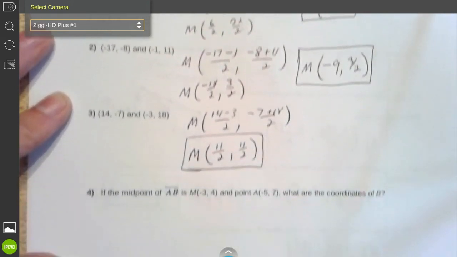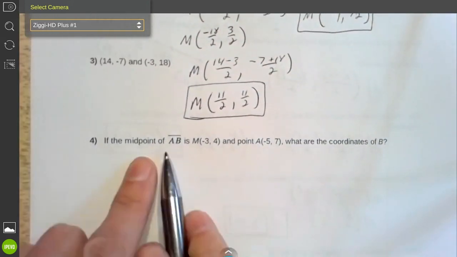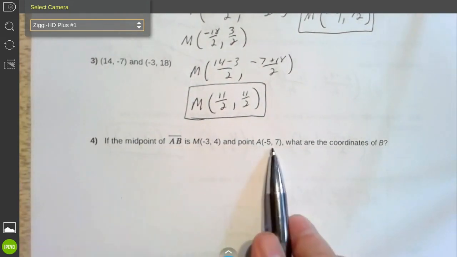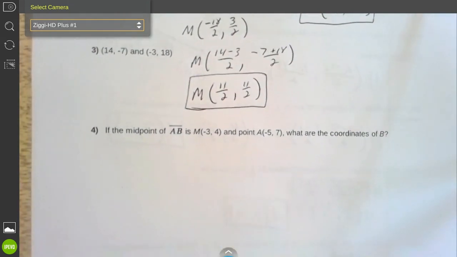Okay, another challenge problem for you. The midpoint of AB is M, and we're given point A. What are the coordinates of B? Take a shot at that one and try to do it mathematically. Don't just poke around at numbers. Go.